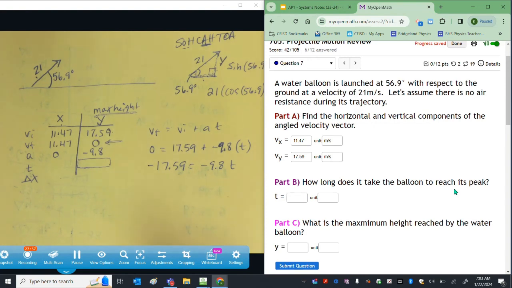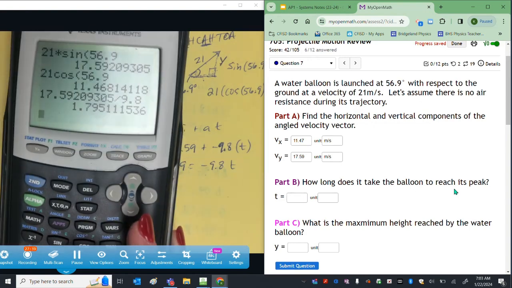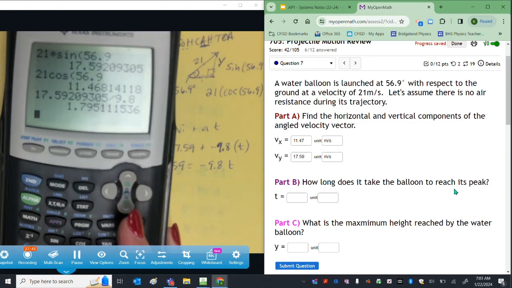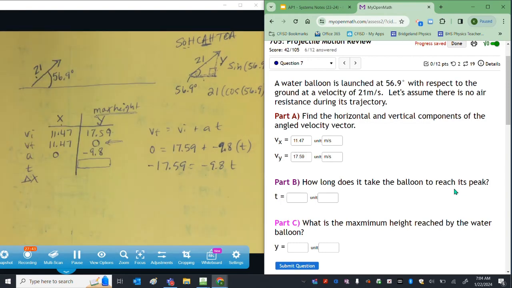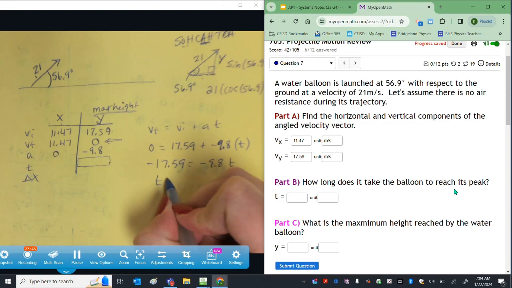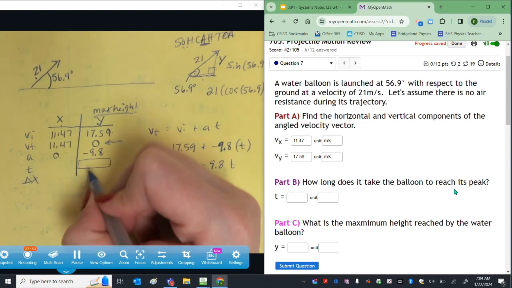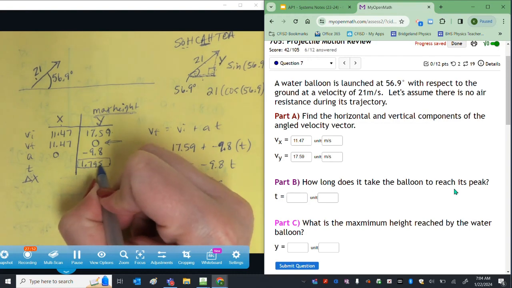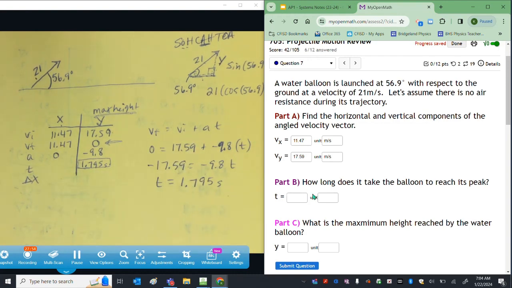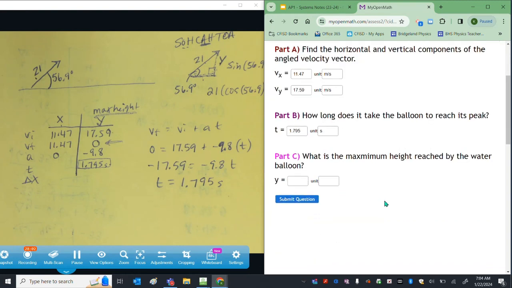And if I use the whole value that I didn't round, because I rounded that 17.59, if I use the whole thing, then I'm going to get a time of 1.795 seconds. And so that's what we're going to put here. How long does it take to reach the peak? 1.795 seconds. What is the maximum height reached?